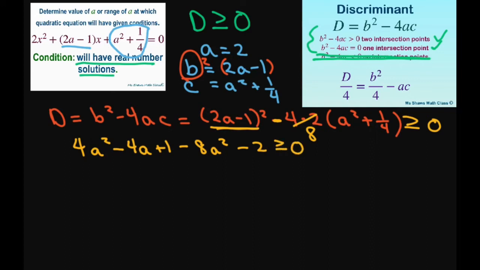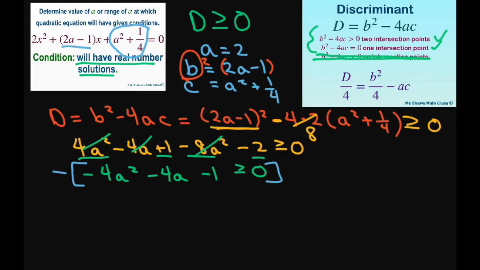All right, so let's see what we can simplify here. These two right here are going to be negative 4a squared, and then we're going to have minus 4a, so I took care of these. And this is going to be minus 1. Has to be greater than or equal to 0. Now what I want to do is negate all of this, to get my lead coefficient to be positive, so that's going to be 4a squared plus 4a plus 1, and you have to flip this, so this can be less than or equal to 0.